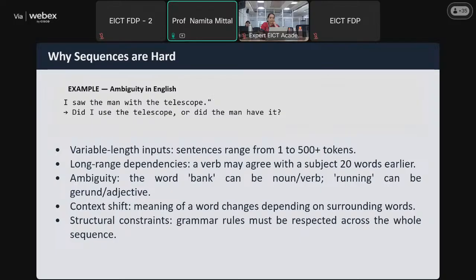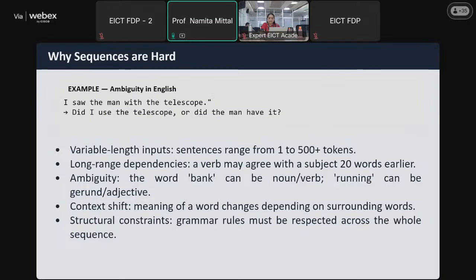I saw the man with the telescope. Did I use the telescope? I saw means me. Did I use it, or did the man have it? Who had the telescope, me or the man? That is again ambiguous. So: I saw a man with the telescope on the hill. Who was on the hill at the same time, I or the man?